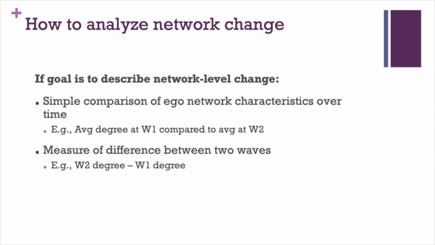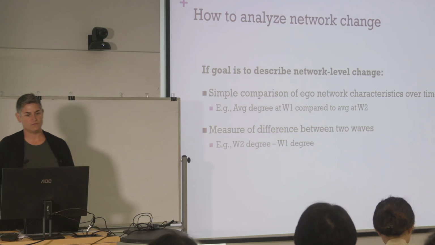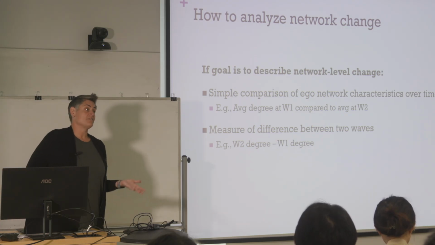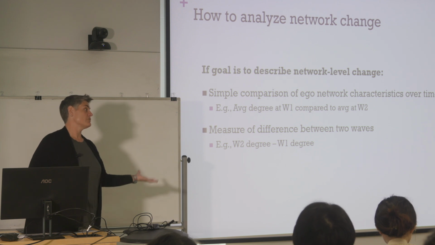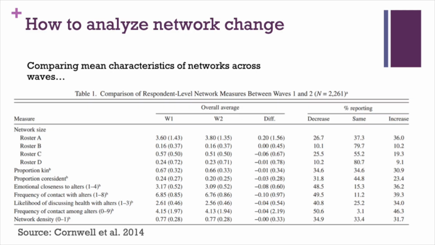If your goal is to describe network level change, you can just very simply compare ego network characteristics over time. So what's my average network size at wave 1 compared to wave 2? What's my average frequency of contact at wave 1 versus wave 2? I can also measure the difference between 2 waves, like the average growth or the average decline in networks. And so this is from Cornwell's.